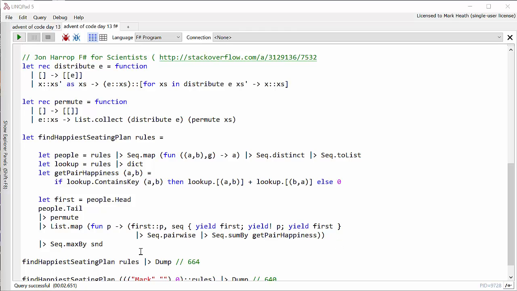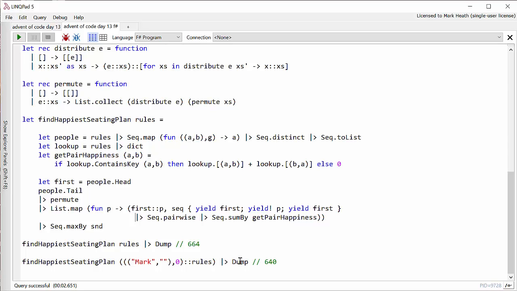And like MoreLINQ, F# has got a maxBy, so I can just say find me the maxBy the second element of the tuple, which is the happiness for that permutation. And so this allows me to pass my rules into the findHappiestSeatingPlan to solve part A, and to solve part B I just add an arbitrary rule to my rules list of myself to nobody has a happiness of 0, just so that I'm included in the list of people. Append that to the beginning of the rules and call the method again. And if we run that, we will see we get the same results as we do in C#.